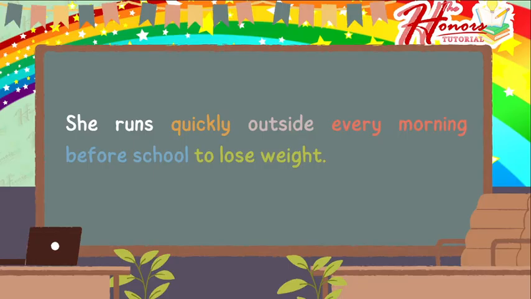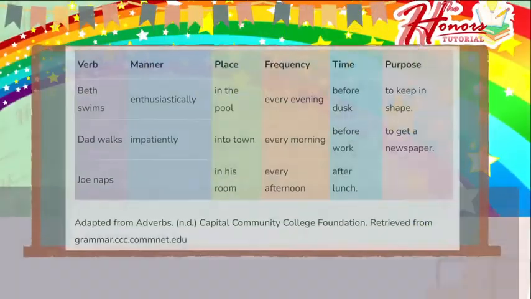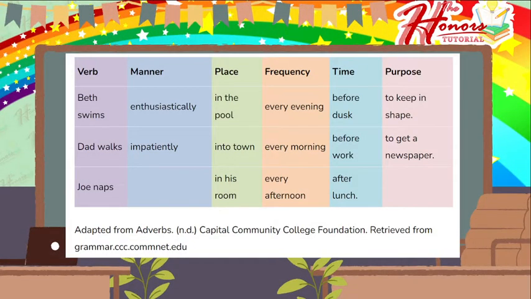Wow, good job! So now let's take a look at this table in order for you to understand it more. So we have here the verb and then the adverbs of manner, place, frequency, time, and purpose. For example, Beth swims enthusiastically in the pool every evening before dusk to keep in shape. Second example, Dad walks impatiently into town every morning before work to get a newspaper. And last one, Joe naps in his room every afternoon after lunch.